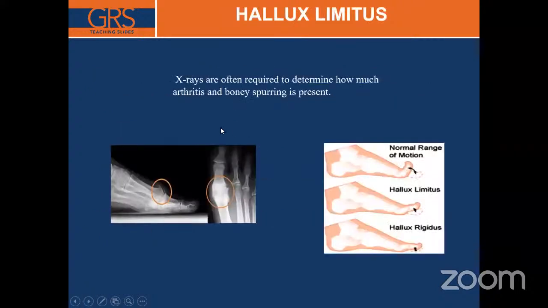And here, as you can see, first we require the patient to have an X-ray to determine how much arthritis and how much bony spurring is present. So this is the normal range of motion. As you can see in this picture, dorsiflexion of the big toe. And this is the Hallux Limitus. You can see there is limitation of the dorsiflexion of the big toe, and in Hallux Rigidus, there is total failure to dorsiflex the big toe.